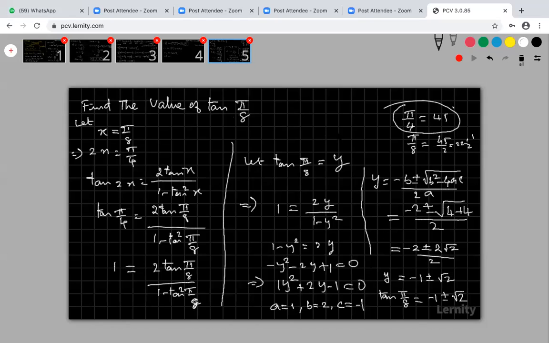But here I am getting minus 1. Suppose you take minus 1 minus root 2, that is totally negative. If you take minus 1 plus root 2, root 2 is more than 1, so more than 1 minus 1 means it is positive. So therefore minus 1 plus root 2 is the value of tan pi by 8. Minus 1 minus root 2 is not possible because your pi by 8 belongs to the first quadrant. In the first quadrant, all the trigonometric values are positive.